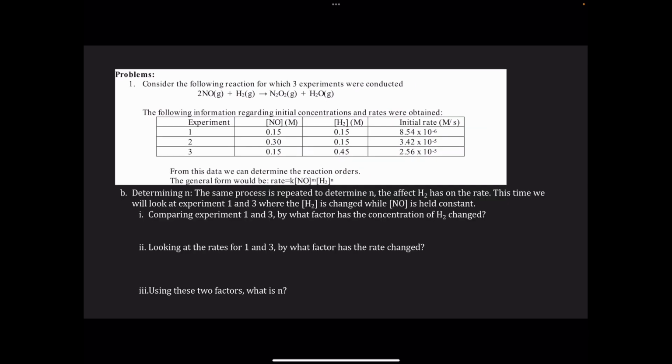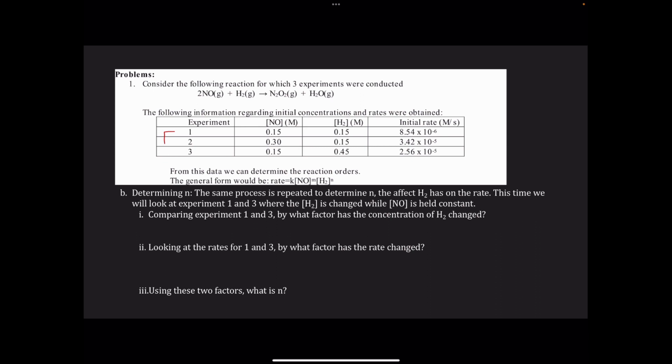So next we need to determine the order on our hydrogen. We're going to repeat the same process. We're looking at the effect that hydrogen has on the rate. So we're going to look at 2 experiments in which we change hydrogen's concentration, but NO stays the same. Now, when we're picking these experiments to compare, they're not necessarily consecutive experiments. We're just looking at the numbers and how they changed.